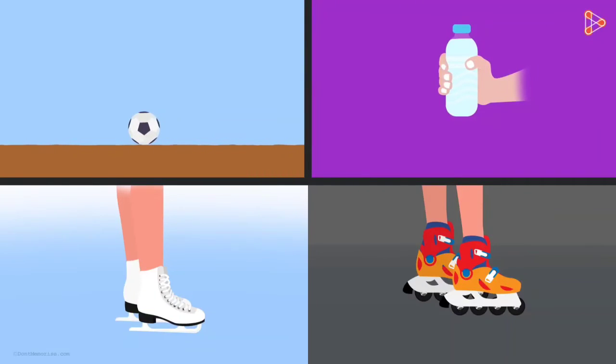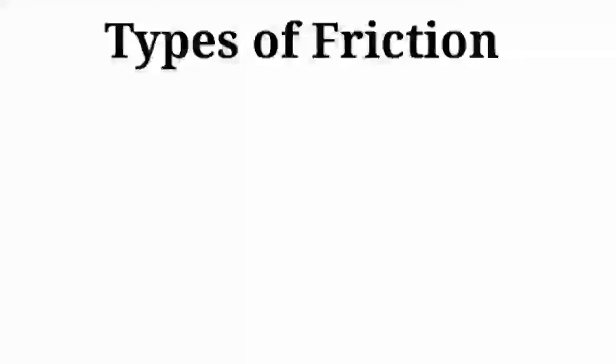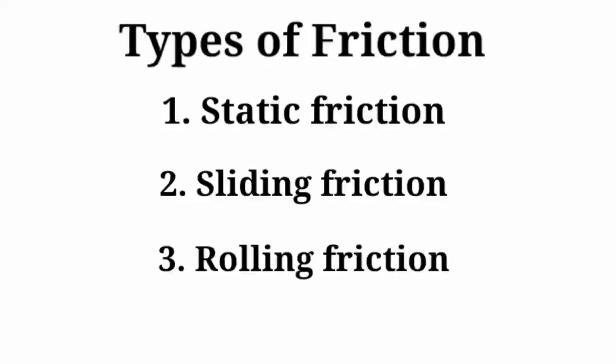Now there is another example. You hold a bottle in your hand. Why does it not slip through and fall? What do these examples explain? The answer is friction. So friction is the type of force that produces resistance against relative motion between two surfaces. There are three types of friction. Number 1 is static friction. Number 2 is sliding friction. Number 3 is rolling friction.